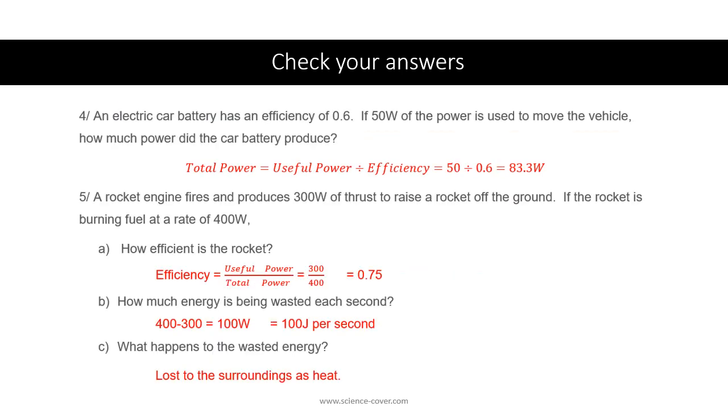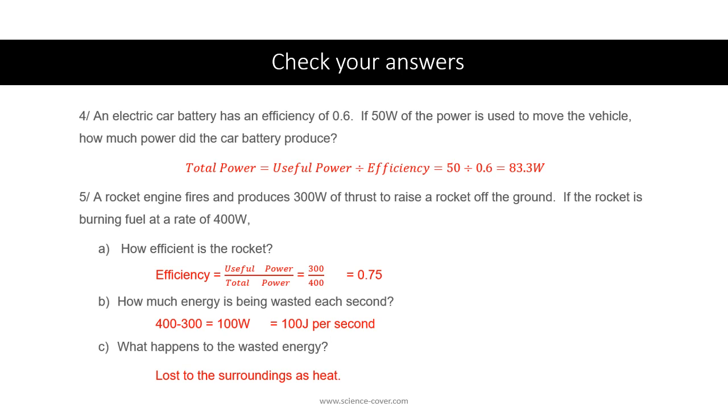Question 4. An electrical car battery has an efficiency of 0.6. If 50 watts of power is used to move the vehicle, how much power did the car battery produce? So we're after the total power. So this is the useful power divided by the efficiency. So that's 50 divided by 0.6, which gives me 83.3 watts.